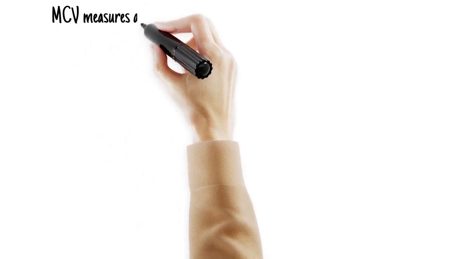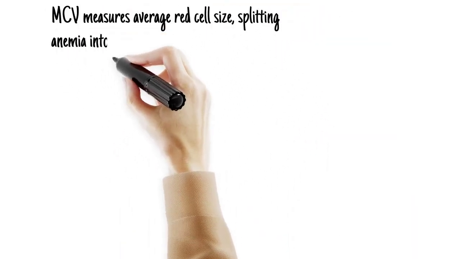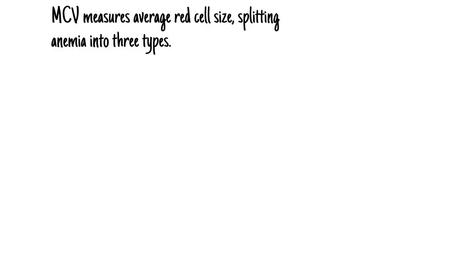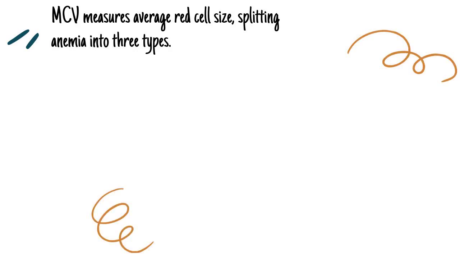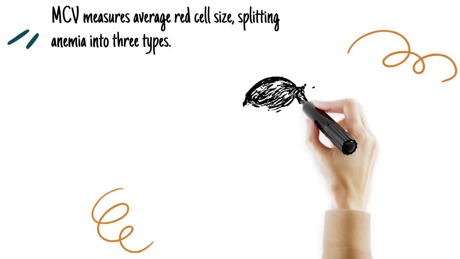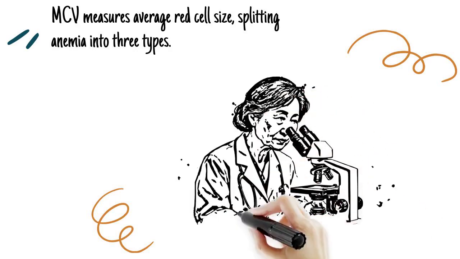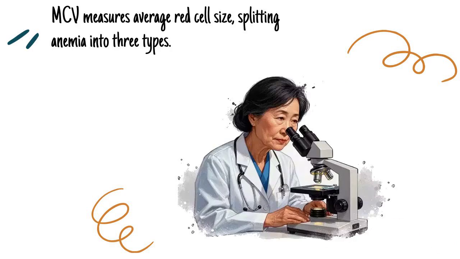The mean corpuscular volume, or MCV, measures the average volume of a single red blood cell in femtoliters. It partitions anemia into 3 morphological categories, each pointing to distinct disease mechanisms. A useful conceptual frame here is that MCV reflects the quality of erythropoiesis.